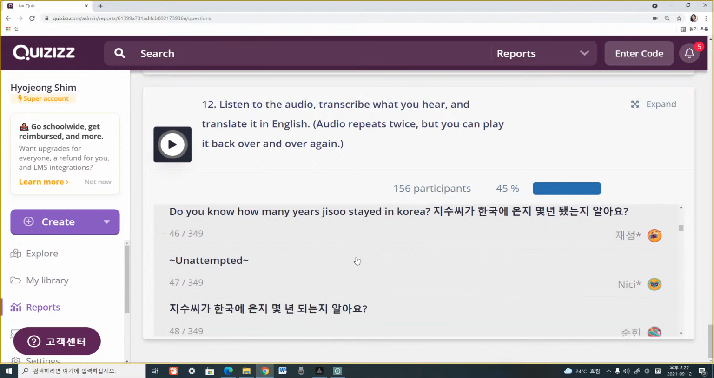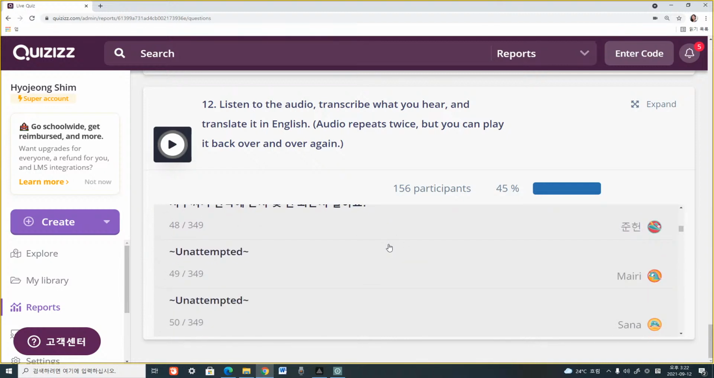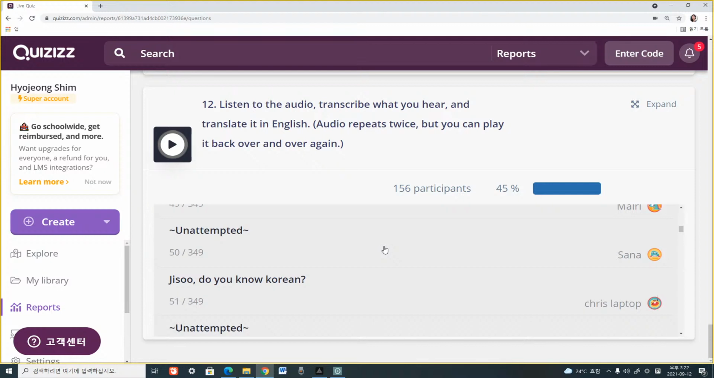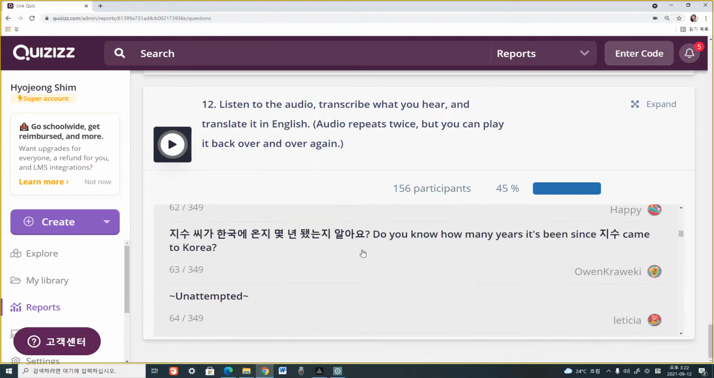But it's not very seriously important that you get all the spacing correct, because you're learners. And one more. 오엔씨도 지수 씨가 한국에 온 지 몇 년 됐는지 알아요. 잘했어요. Okay. 그래서 Trisha 씨, you didn't get it. Please try once again. We can play one more time. You can check.